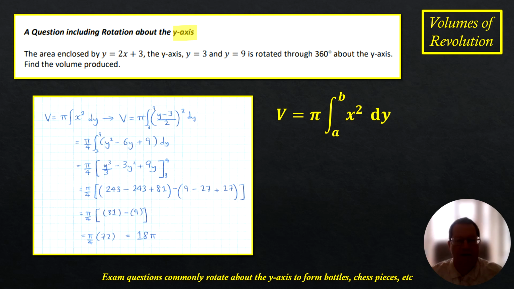And then we're going to square that and integrate, and it's between the numbers 3 and 9 because they're the y values that we're using. So as you can see from the solution, we square it, we integrate it, we substitute the numbers in, and the final answer is 18 pi.